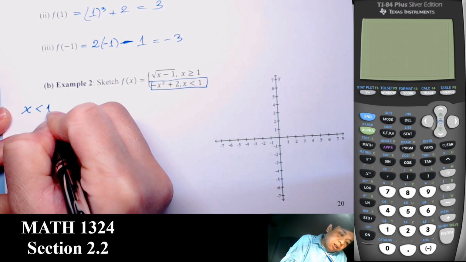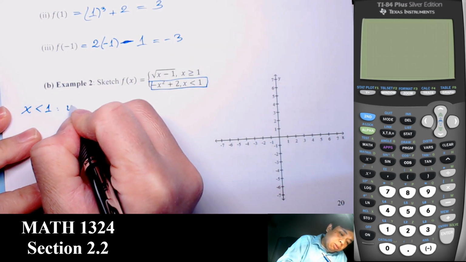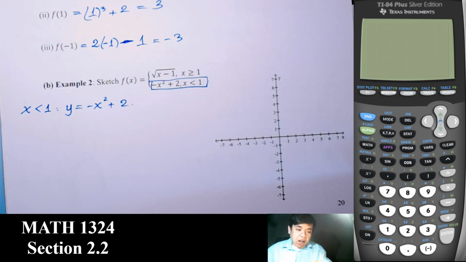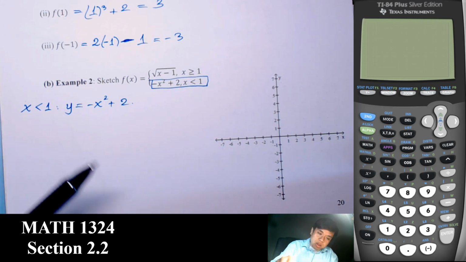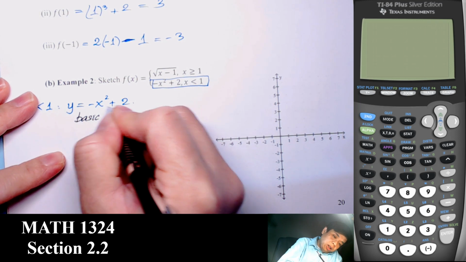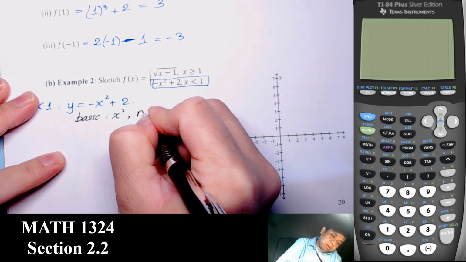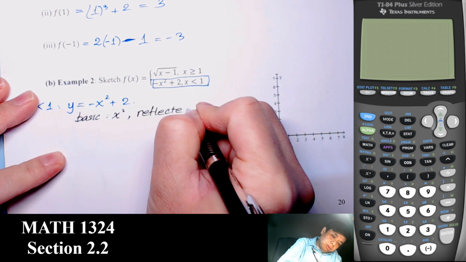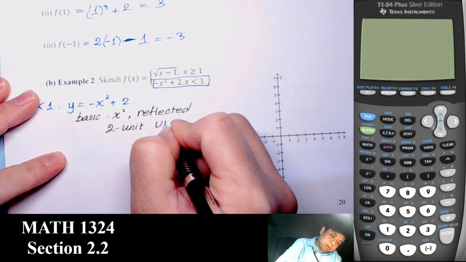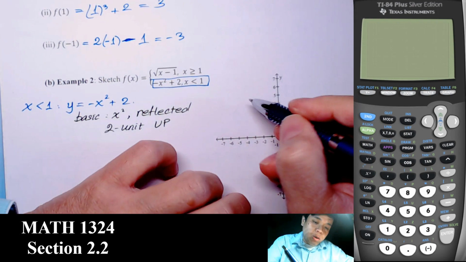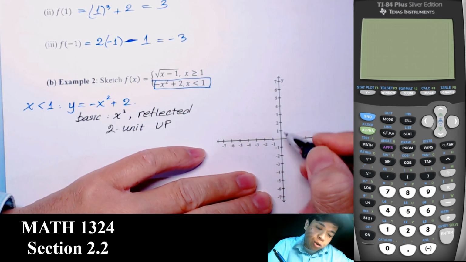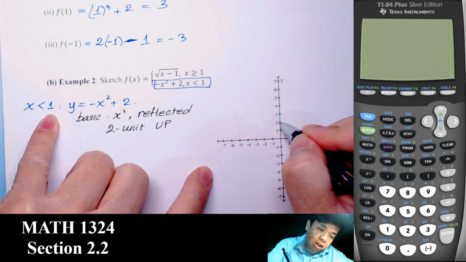For x less than 1, we have y equal to -x squared plus 2. I just want to quickly say this is the basic graph of x squared, the negative side reflected, and plus 2 will be 2 units up. So x squared reflected, so upside down, and then 2 units up, but only for x less than 1.